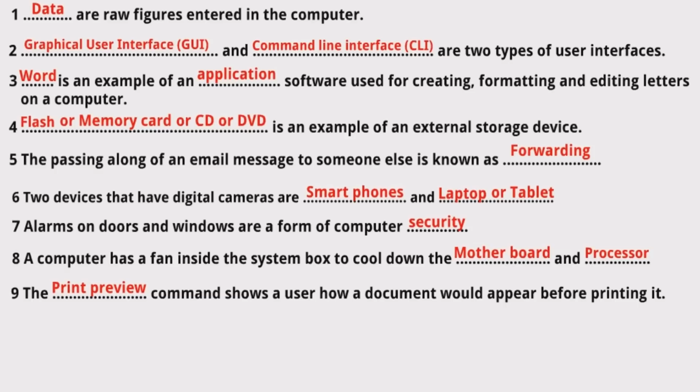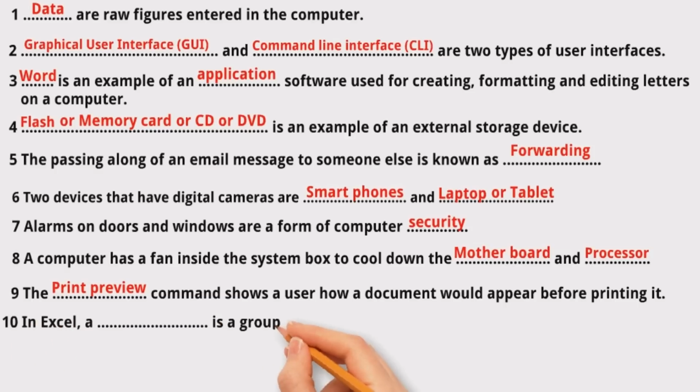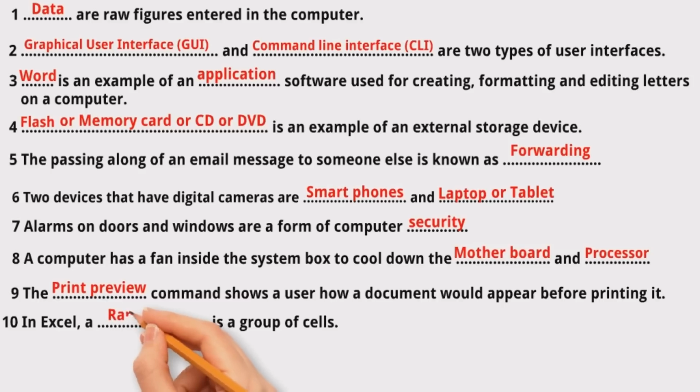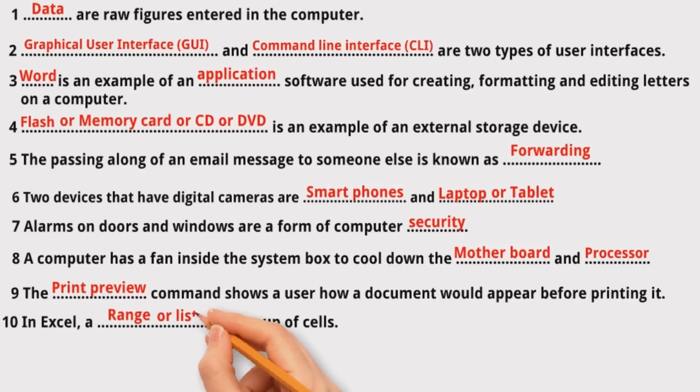Okay, we come to question 10, which is: in Excel, a dash is a group of cells. What do we call a group of cells in Excel? That is range or list. It is called range or list. So we are saying in Excel, a range is a group of cells. In Excel, a list is a group of cells. So if you write range or you write list, your answer will be correct.